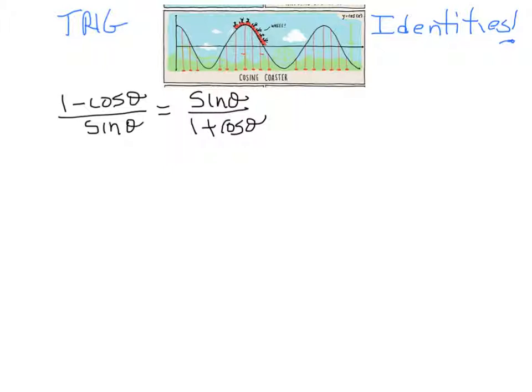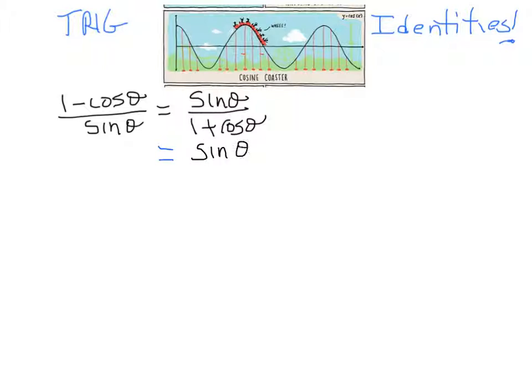So I'm going to show you a little trick that you can use when you have a problem that looks like this. And the trick is to use the conjugate. So I'm going to work on the right side. I'm going to use black. And what I'm going to do is multiply both the top and the bottom by 1 minus cosine, which is the conjugate of the bottom. So it will look something like this.